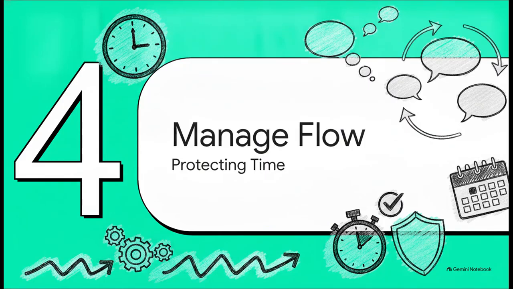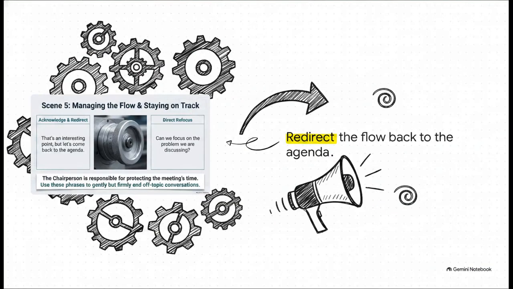All right, let's head into Section 4, managing the meeting flow. Now, while participants are interacting and debating, it is the chairperson's absolute responsibility to protect the meeting's time. Conversations naturally drift off topic. It happens all the time. But when they do, the communicative purpose is to bring it back to the agenda. The chairperson has to step in, briefly acknowledge the point, and redirect the flow.